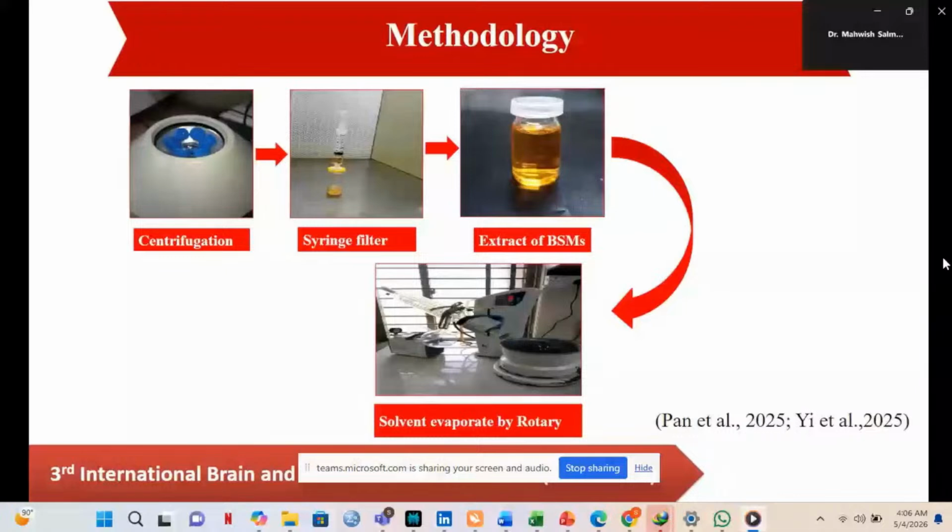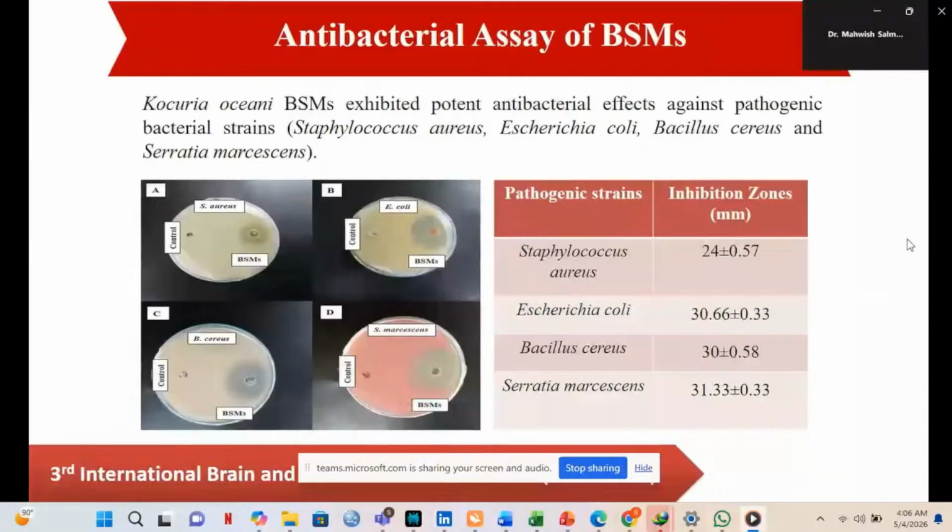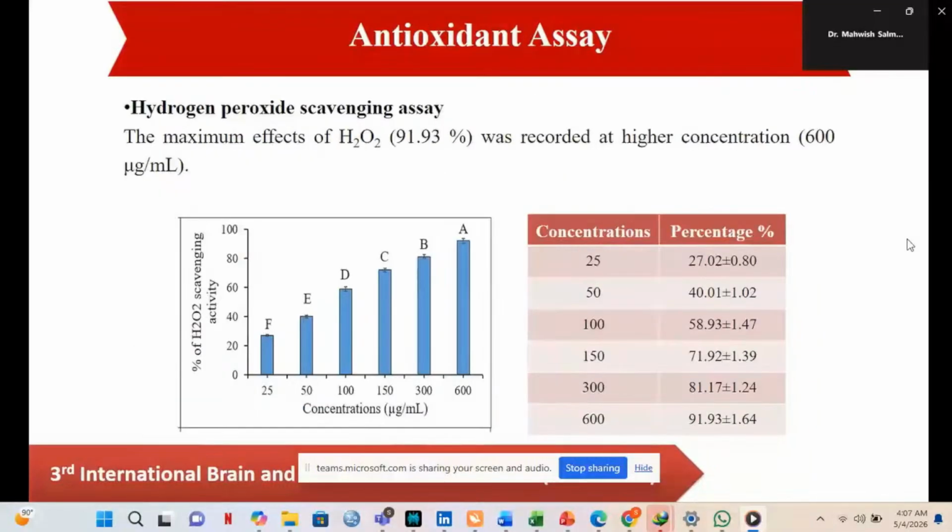Results: Urea ocean, antibacterial potential of extracted metabolites. The Urea ocean bioactive metabolites exhibited potential antibacterial effect against pathogenic bacterial strains Staphylococcus aureus, Escherichia coli, Bacillus cereus, and Serratia persistens. DPPH quenching assay: the highest inhibition activity, 83.87%, was observed at the high concentration, 600 microgram per ml, and results indicated that DPPH free radicals were inhibited more effectively by increasing the concentration of extracted metabolites. Hydrogen peroxide quenching assay: the maximum effect, 91.93%, was observed at the high concentration, 600 microgram per ml.